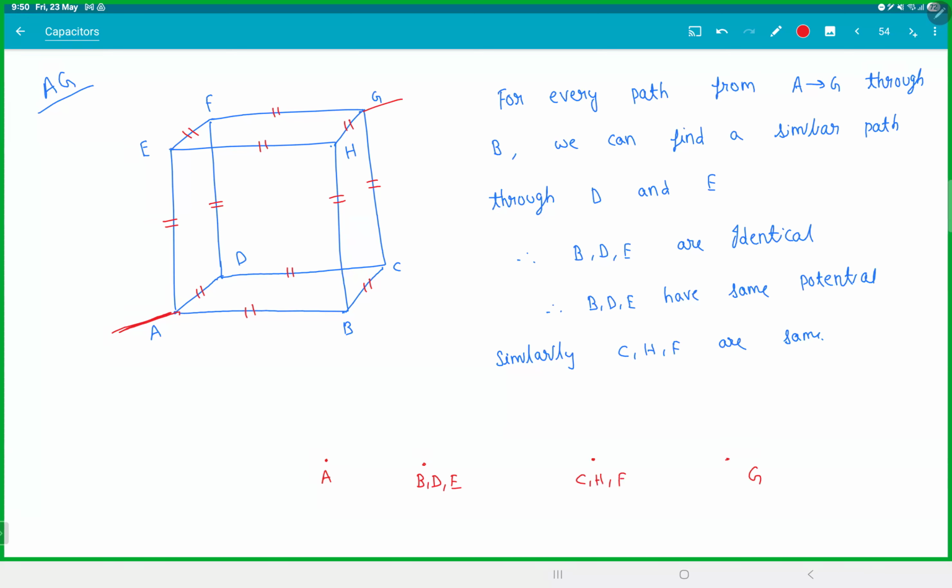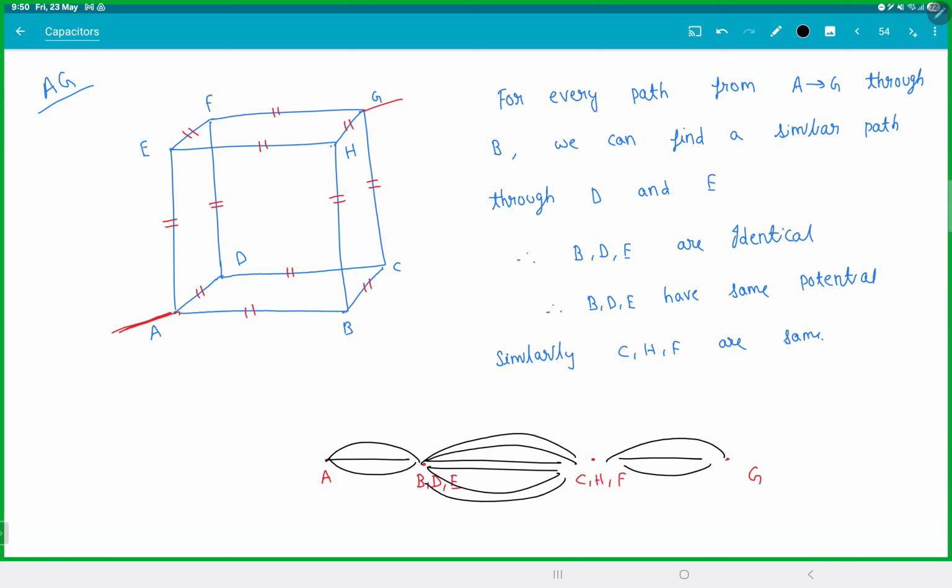So, cube symmetry with nodal analysis. For each capacitor, I will draw one line. So one line is one capacitor. Between A and B1, three capacitors. B2, there are two capacitors. D, two capacitors. E, two capacitors. Three capacitors. Total 12 capacitors, 12 lines. This is parallel: 3C, 6C, and 3C. So C_AG will be 6C by 5.